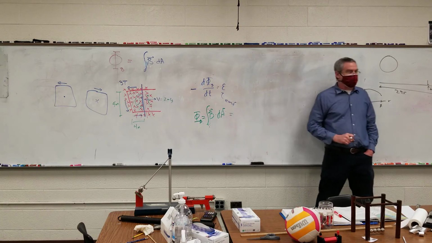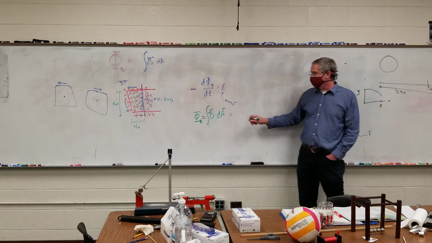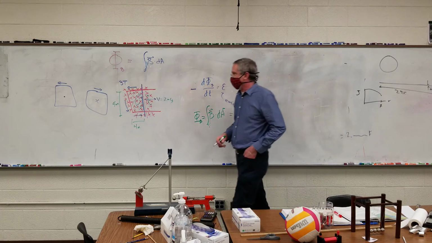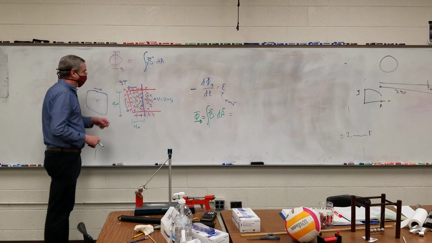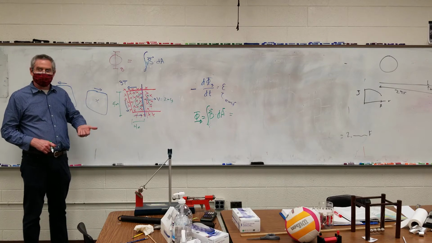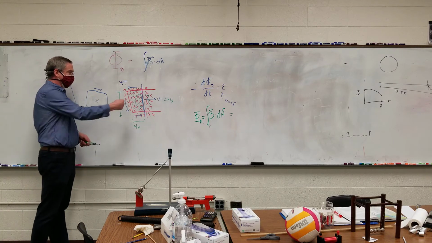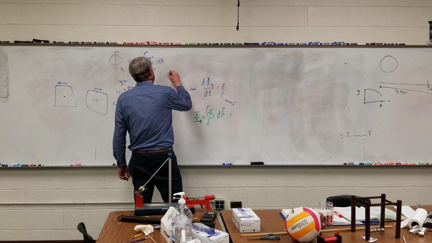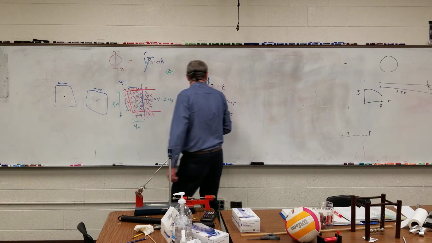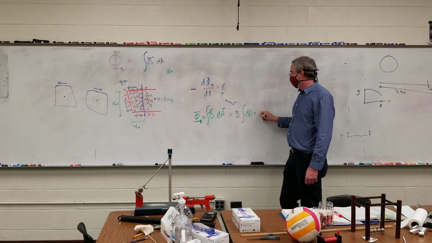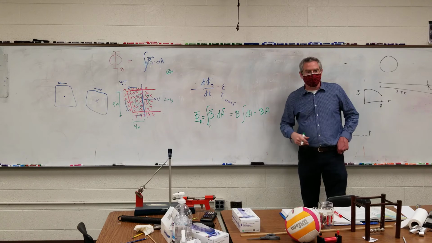My magnetic field is constant, so it can come out. My magnetic field is in dot dA. Why don't I just make into the board the direction of my area vector so that my flux is positive. So into the board is my positive direction. So this just becomes B integral dA, which is just B times A.